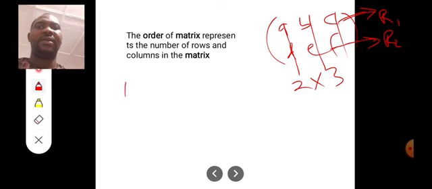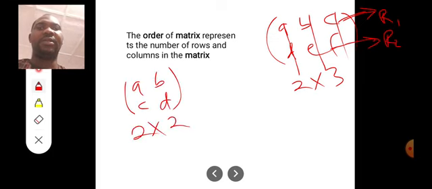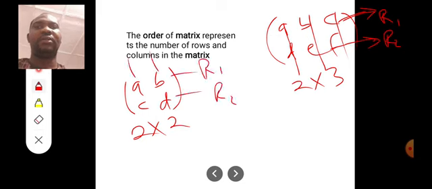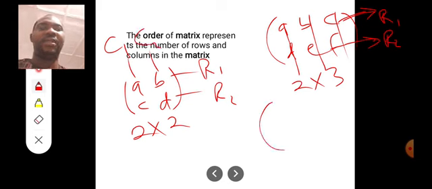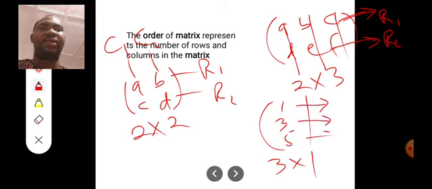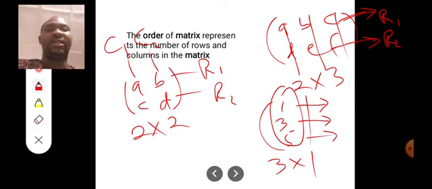If I have something like A, B, C, D, this is a 2 by 2 matrix. It has 2 rows, R1 and R2, and 2 columns, C1 and C2. If I have something like 1, 3, 5, this kind of matrix will be a 3 by 1 matrix. Why? It has 3 rows, row 1, row 2, row 3, but only 1 column. So it is a 3 by 1 matrix. That is what we call the order of a matrix.